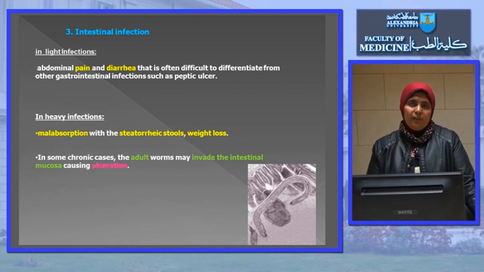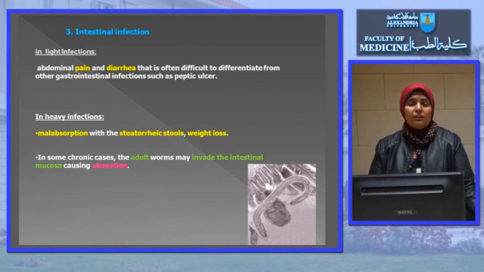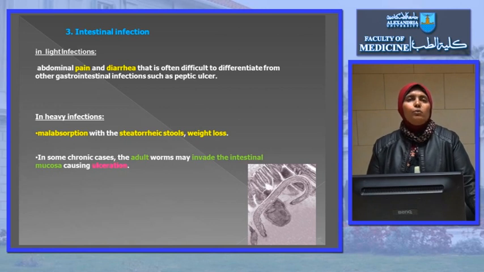But in heavy infections, where there are huge numbers of adult Strongyloides stercoralis residing in their natural habitat, which is the small intestine, where the female is penetrating the mucosa, this will cause affection of the mucosa due to the high number of adults. This could lead to malabsorption, of course, because the function of the small intestine is the absorption of the nutrients. This will lead to malabsorption, resulting in steatorrheic stools, and of course, it will lead to weight loss due to malabsorption.